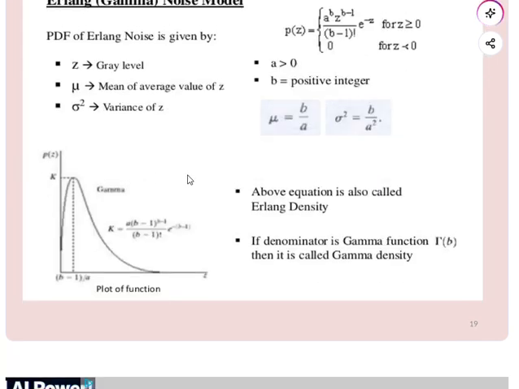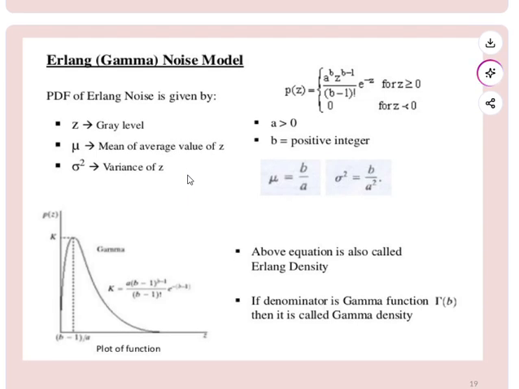Next we'll discuss Erlang noise or gamma noise. It is represented by the function P of z is equal to a power b into z power (b minus 1) divided by (b minus 1) factorial into e power minus a z for all values of z greater than or equal to 0 and is equal to 0 for all values of z less than 0, and the mean is given by mu is equal to b by a, and variance is given by zeta square is equal to b by a square. The above equation is called the Erlang density, and this is the plot of the function of the Erlang or gamma noise model.